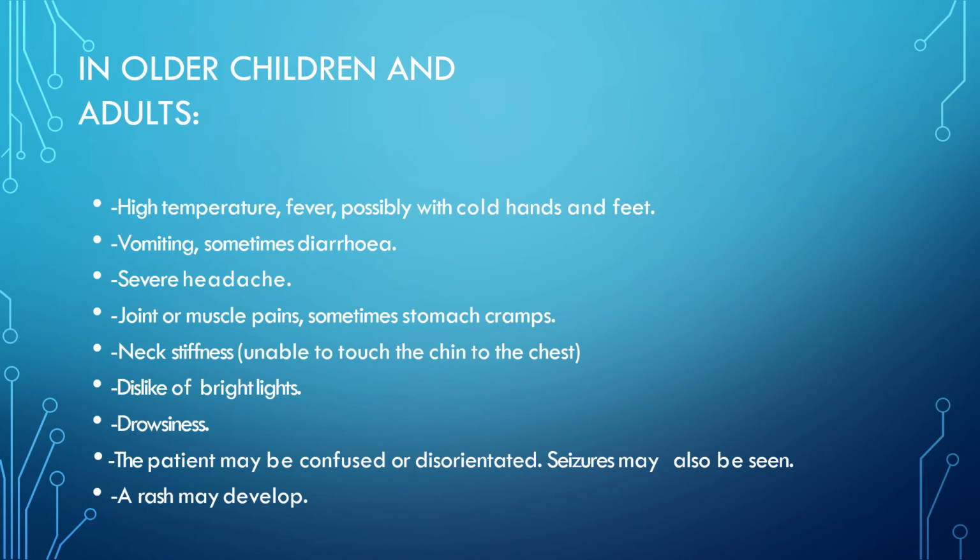In older children and adults, it's very similar, with a high temperature, fever, possibly with cold hands and feet, and vomiting along with diarrhea. Severe headache will also be there, joint and muscle pains, and sometimes stomach cramps. Neck stiffness will be there, so they can't touch the chin to the chest, and they are usually light sensitive, so they won't like bright lights. They always feel drowsy. The patient may be confused or disoriented. Seizures may also be seen in some cases.